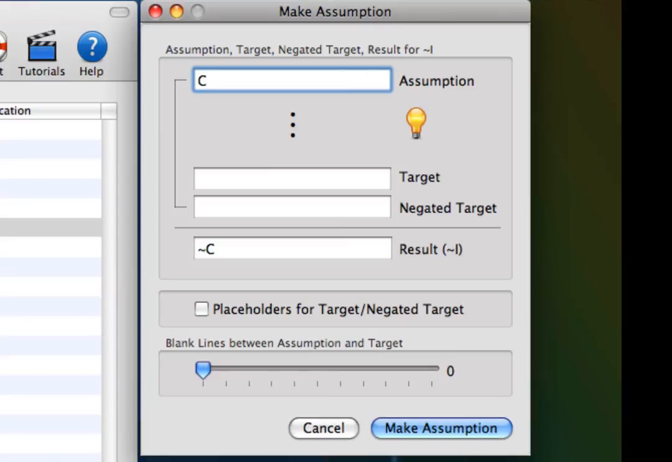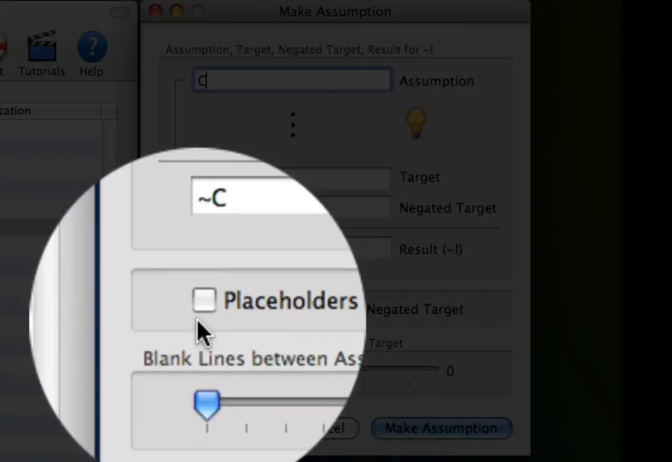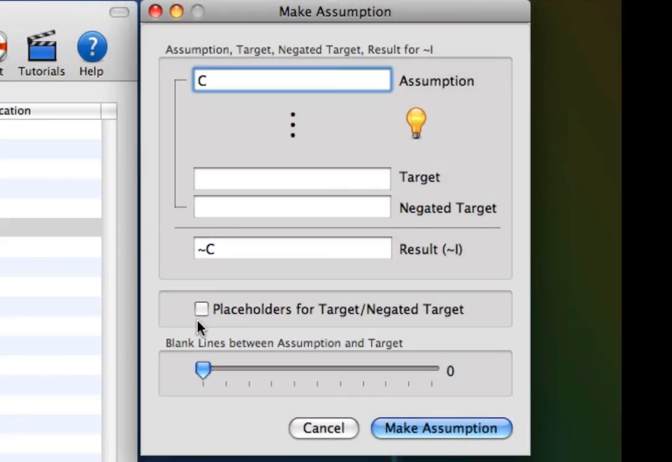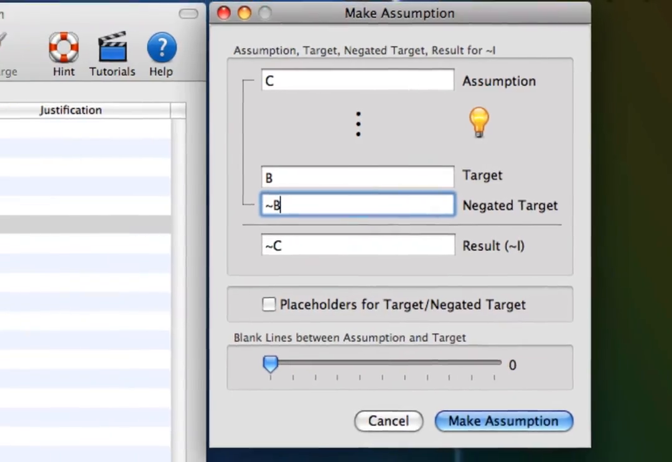The target and negated target form our contradiction. Sometimes you won't know what contradiction you were looking for, in which case you select Use placeholders for target and negated target. But in this case, by inspecting our premises, it seems likely that our target and negated target are going to be B and not B. Select Make Assumption.